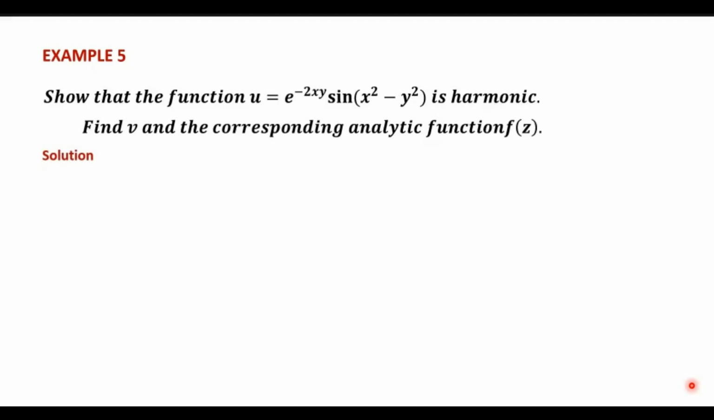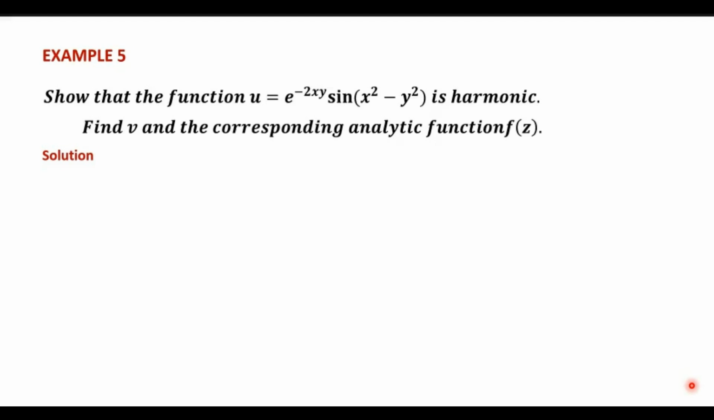Little bit lengthy problem. Okay. Same, हमको harmonic prove करना है, v निकालना है, f of z निकालना है. Problem is same. I've taken this problem, थोड़ा सा lengthy है और थोड़ा सा complicated है. So we have to do it very systematically to get the answer. Show that the function u is e raised to minus 2xy sine of x square minus y square is harmonic. 3 parts, यहाँ भी 3 ही part prove करना है. Harmonic prove करना है, function f of z निकालना है और v निकालना है.